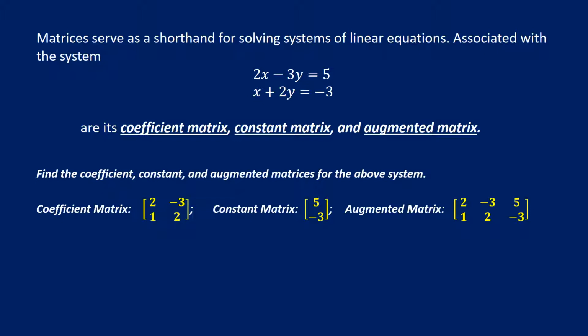The augmented matrix takes the coefficient matrix and the constant matrix, and puts it in one big matrix, and it separates the coefficient and the constant by a bar. So we can think of this bar as equals. So here we have 2x minus 3y equals 5, and that is row 1, and that is the first equation.